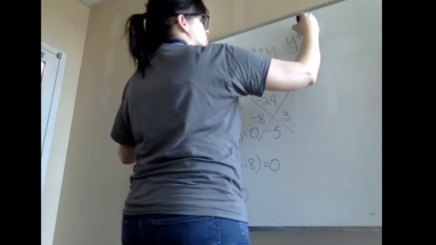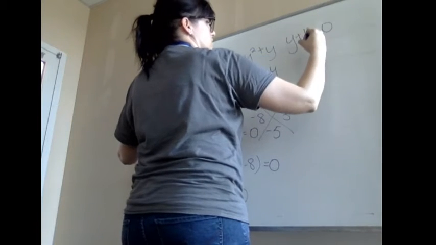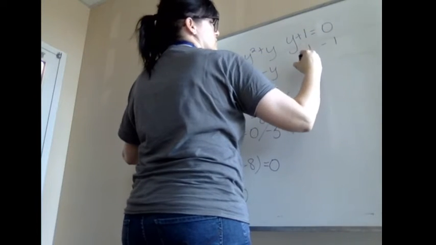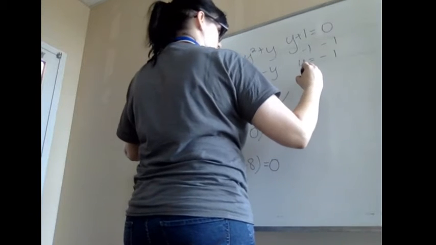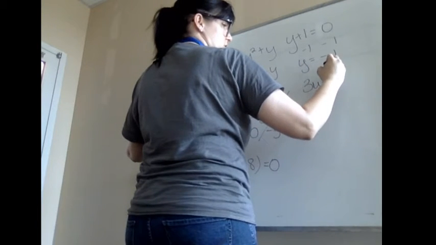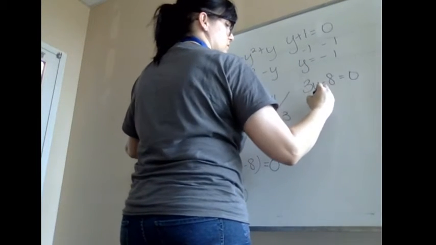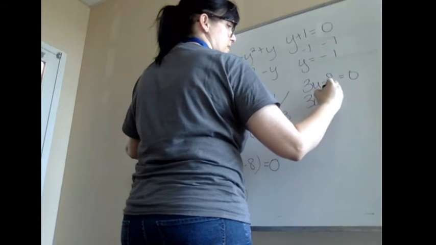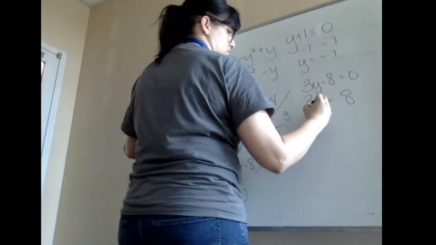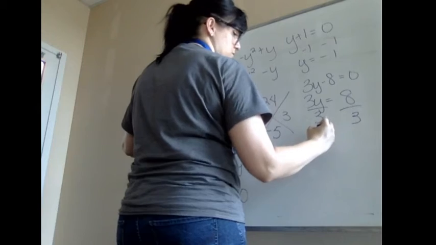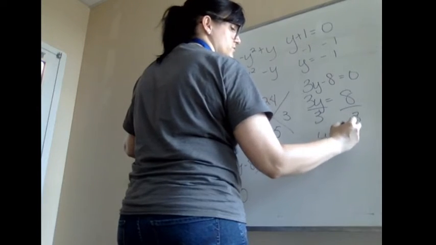Now I'm going to set each one of those equal to 0. So here y equals negative 1, and then here y equals 8/3. So those are your 2 answers.